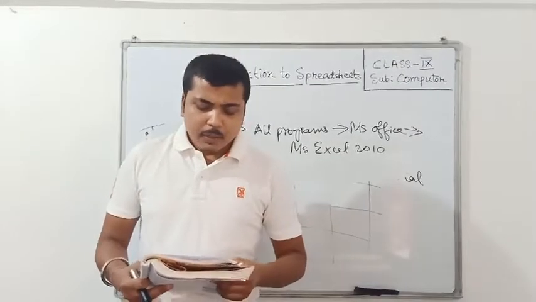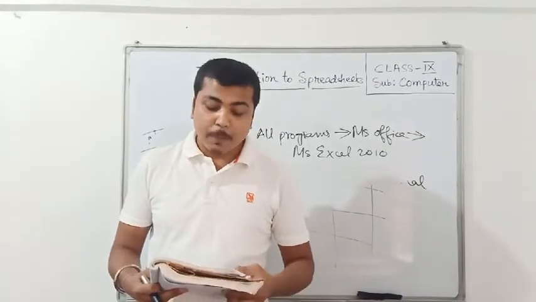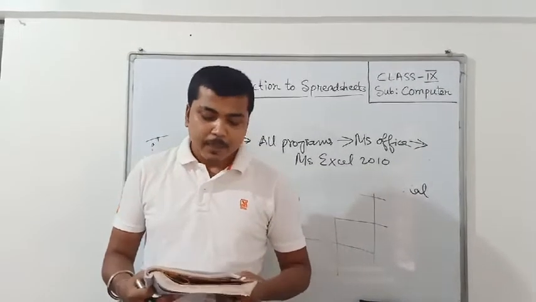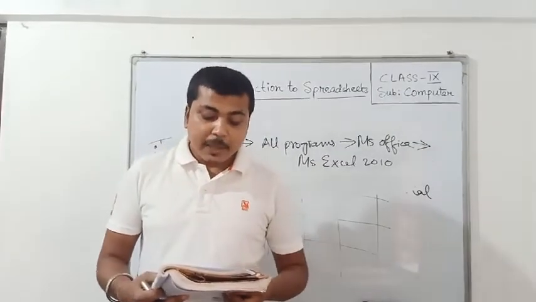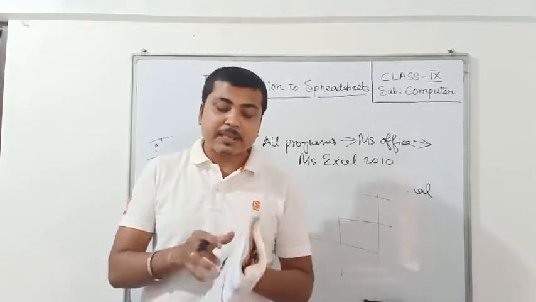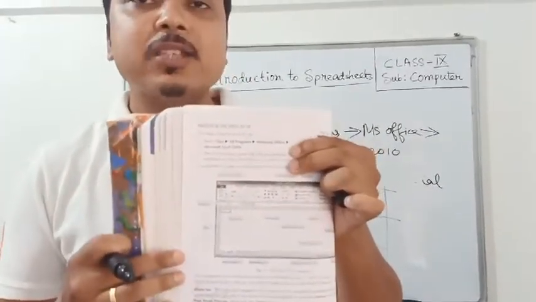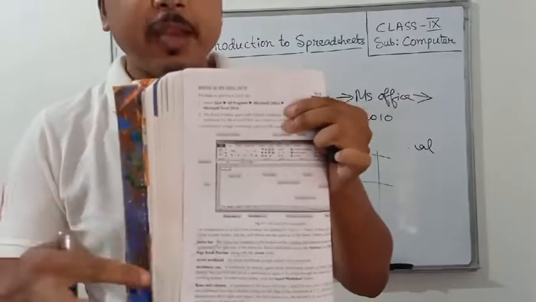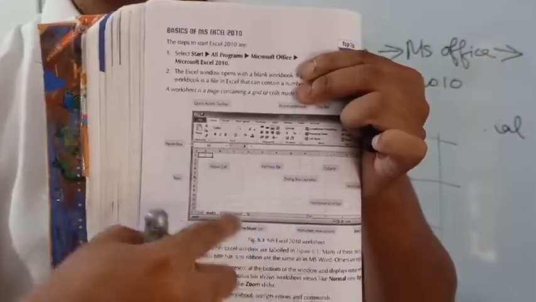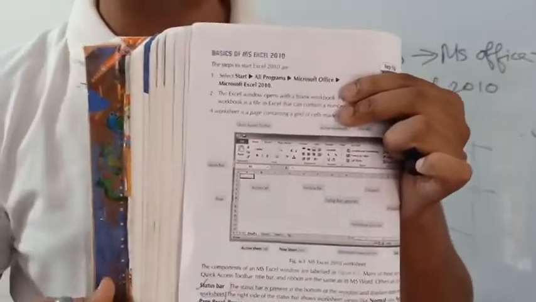Now, number 2, the Excel window opens with a blank workbook. You can see it in your figure 6.1. A worksheet is a page containing a grid of cells made up of rows and columns. That means this page, the diagram which you see here, is called a worksheet. Here you can see all of it is arranged in columns and rows. This image is called the worksheet.